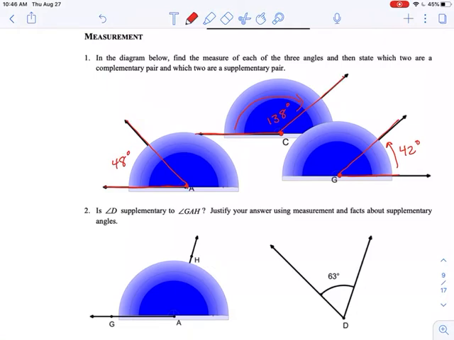They want to know which of these are complementary and which are supplementary. Remember, complementary angles add up to 90 degrees, and supplementary angles add up to 180 degrees. So the two that are complementary are angle A and angle G, because those add up to 90. And the two that are supplementary are angle C and angle G. Those add up to 180.